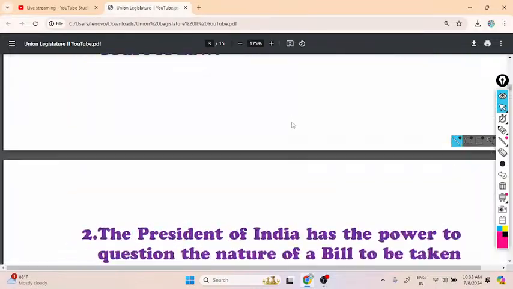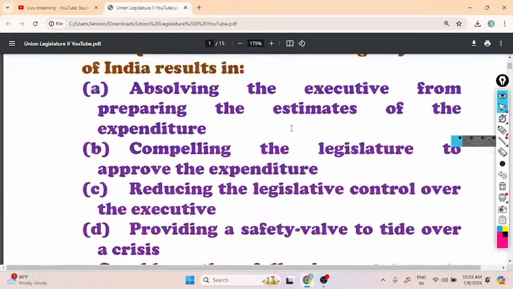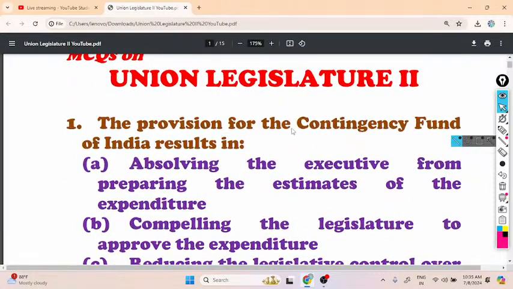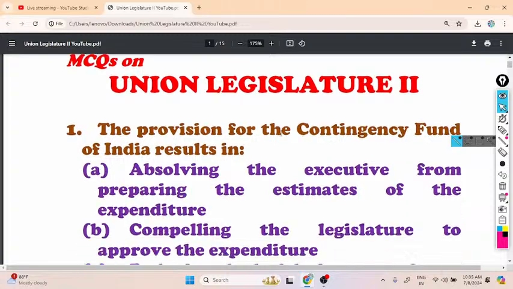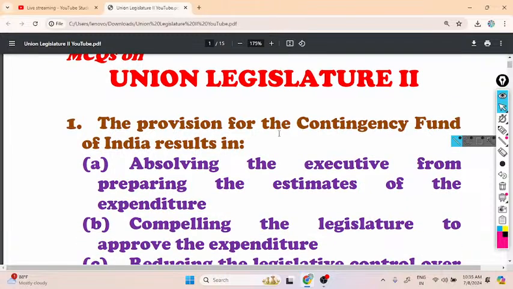You will see there are a lot of very significant questions that appeared in the last few years on the Union Legislature too. Look at question 1. I'm going to introduce you to these previous year questions. The provision for the Contingency Fund of India results in.